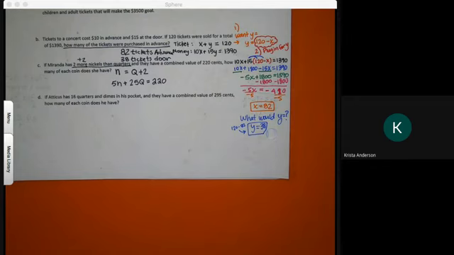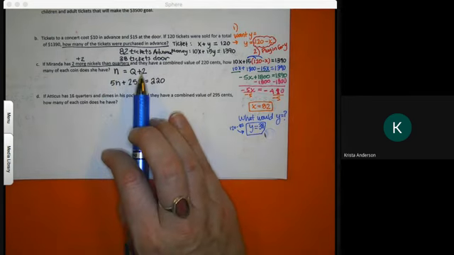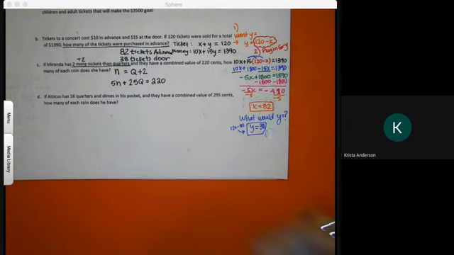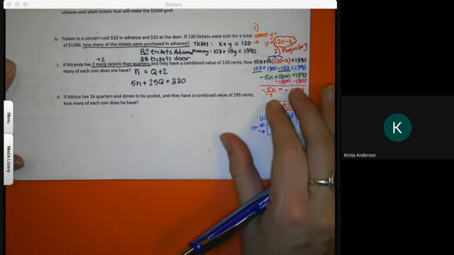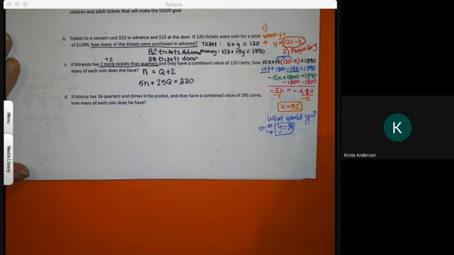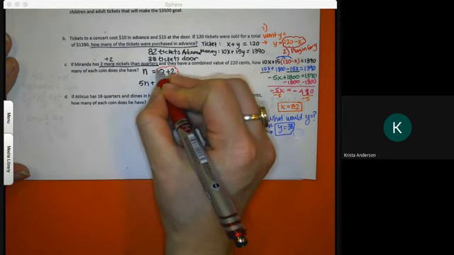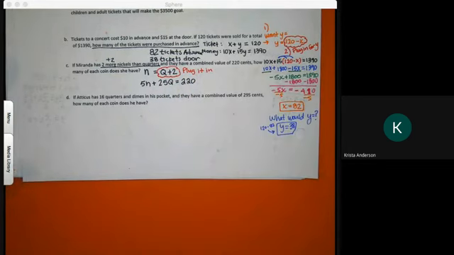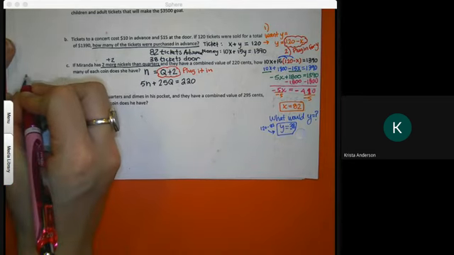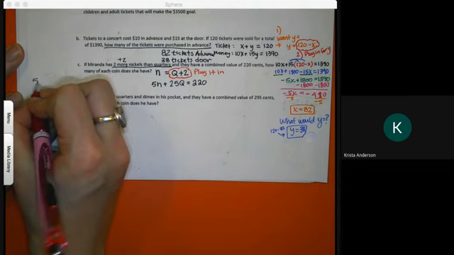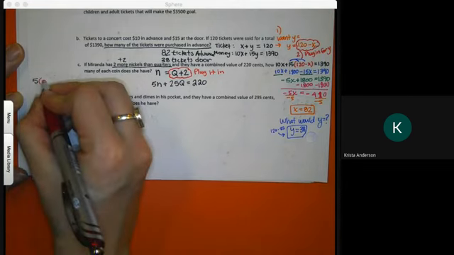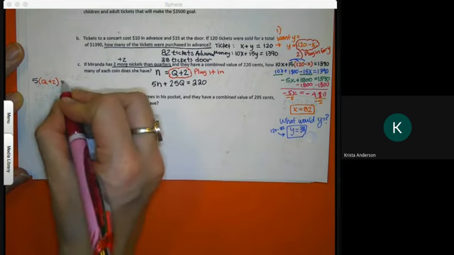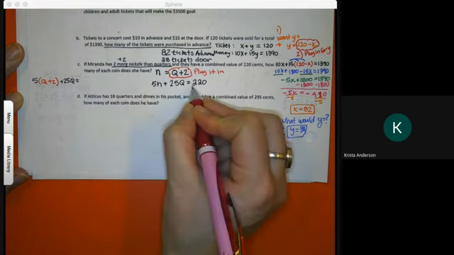I am going to take my n equals, and I'm going to substitute the q plus 2 in for n. Man, I did not give you guys a bunch of room to write this. And I'm going to use singulars. So I'm going to take this value, and I'm going to plug it in for n. Five times q plus 2 plus 25q equals 220.